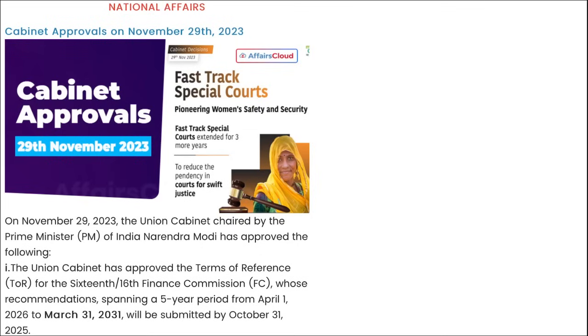So let's start. First, we are talking about some cabinet approvals on 29th of November. We know our Union Cabinet is chaired by Prime Minister of India, Narendra Modi, and he has approved some of the approvals here. Say for example, first, the Union Cabinet has approved the terms of reference for the 16th Finance Commission, whose recommendation spanning a 5-year period from 1st of April 2026 to 31st of March 2031 will be submitted by 31st of October 2025.